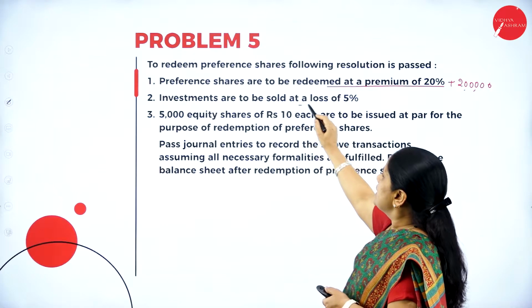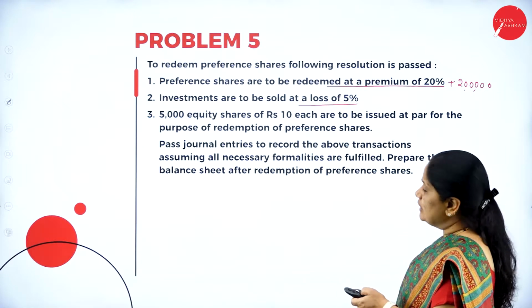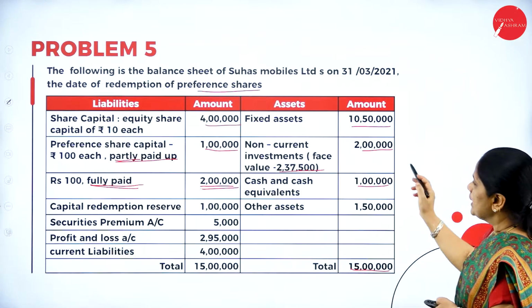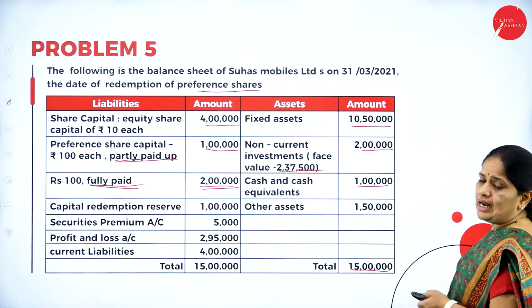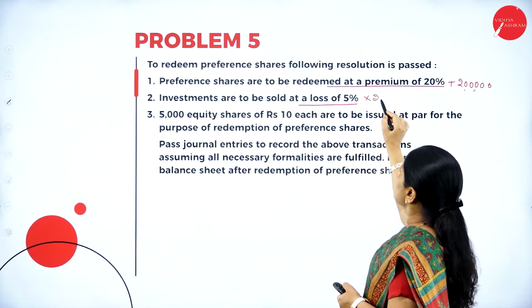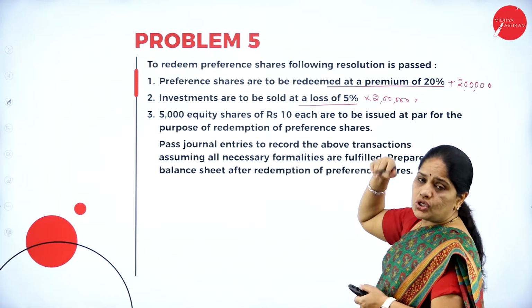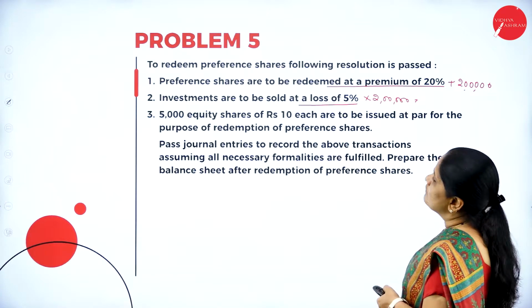Then investments are sold at a loss of 5%. Now, what is the value of investment we are having here? The value of investment is 2 lakhs. So this we have to calculate; the loss is always calculated on the book value. So 2 lakhs into 5% we have to do.